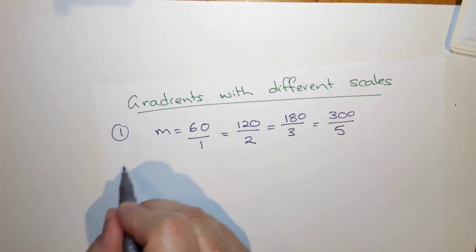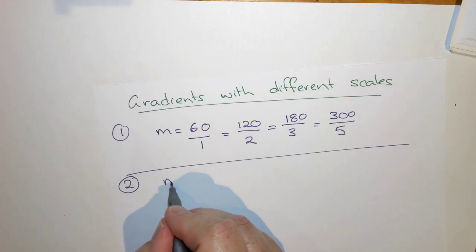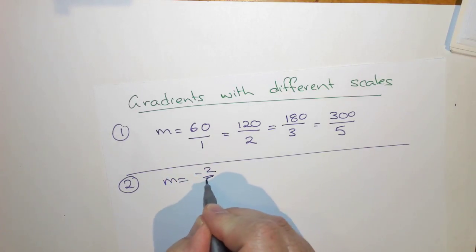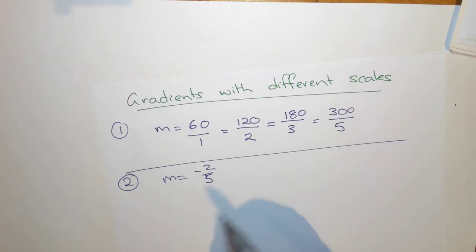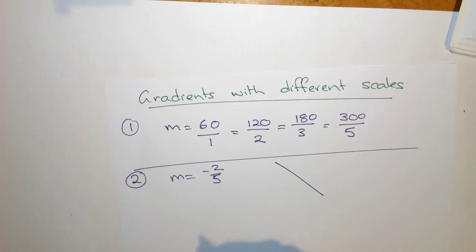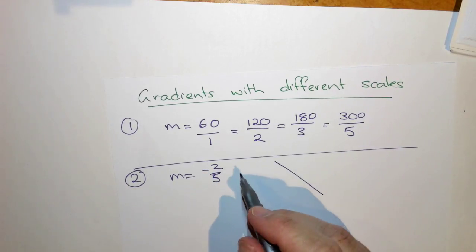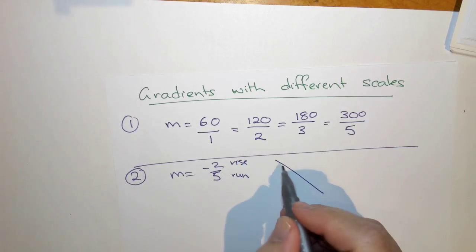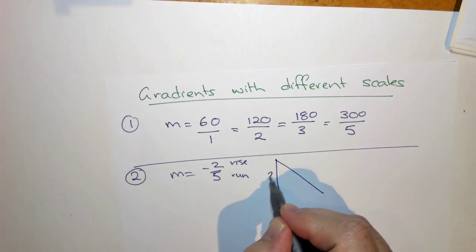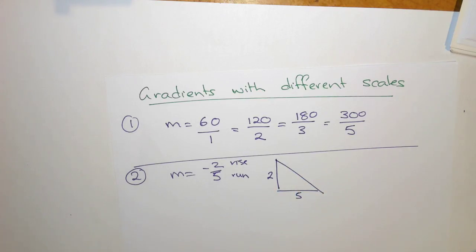Okay, so that was the first one. Let's have a look at the second one. The second one has a gradient of -2 over 5. Now it's negative, so what does that mean? Well, negative means that the line is going downwards. Okay, -2 over 5 means that, remember, that's our rise over run. So that means we're going down by 2 units and across by 5 units.